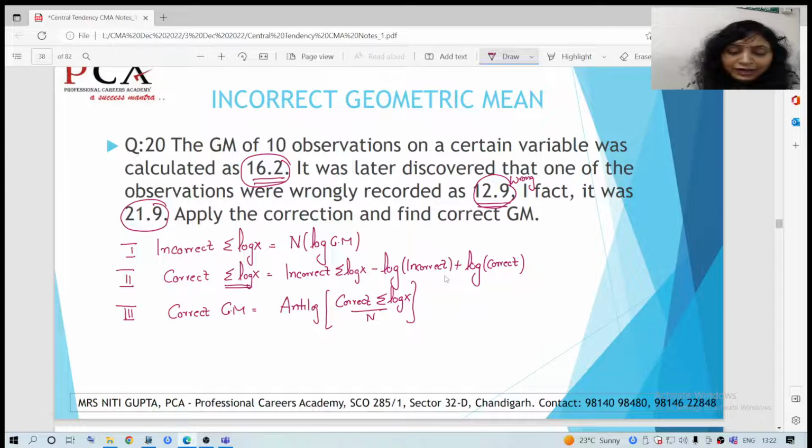So again we have to follow these 3 steps. First is incorrect summation log x. For that we'll say n, that is 10, multiplied by log of 16.2.